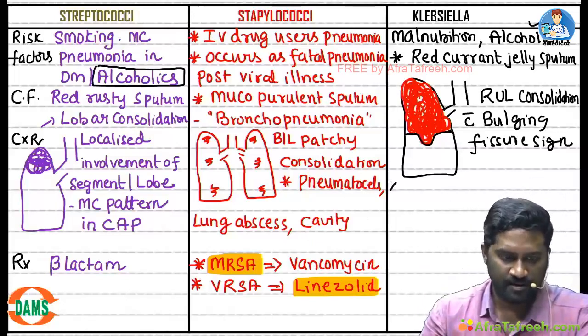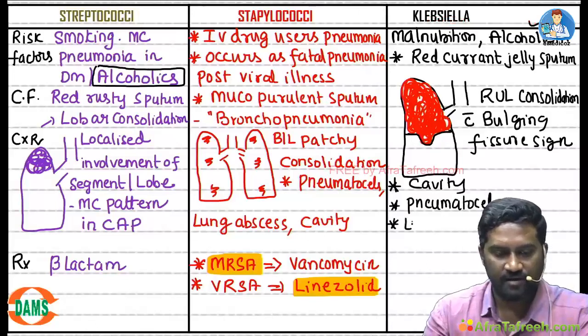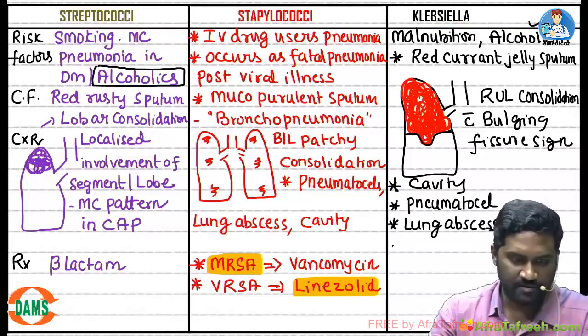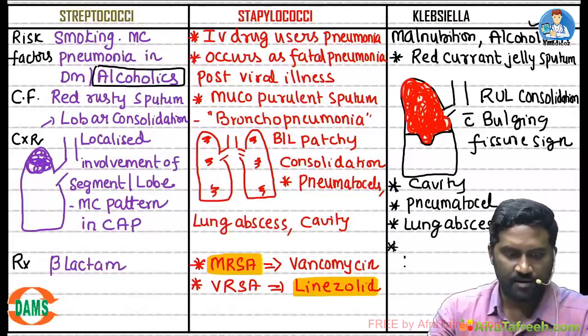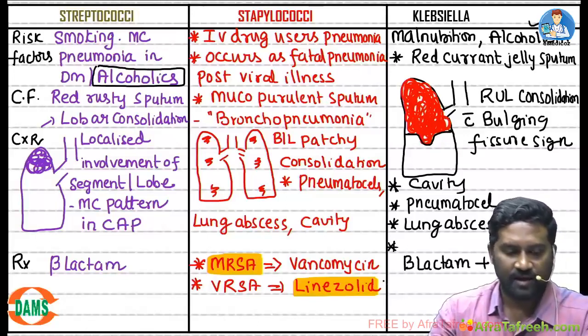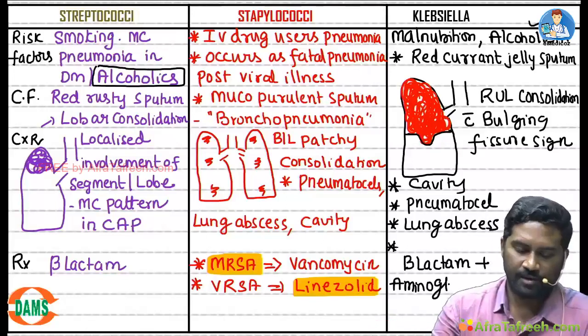Apart from that, in Klebsiella, one can notice cavity. It can cause pneumatoceles. It can result in lung abscess. Cavity, pneumatocele, lung abscess can happen. Coming to the treatment. Treatment includes a combination of beta-lactam with aminoglycoside.